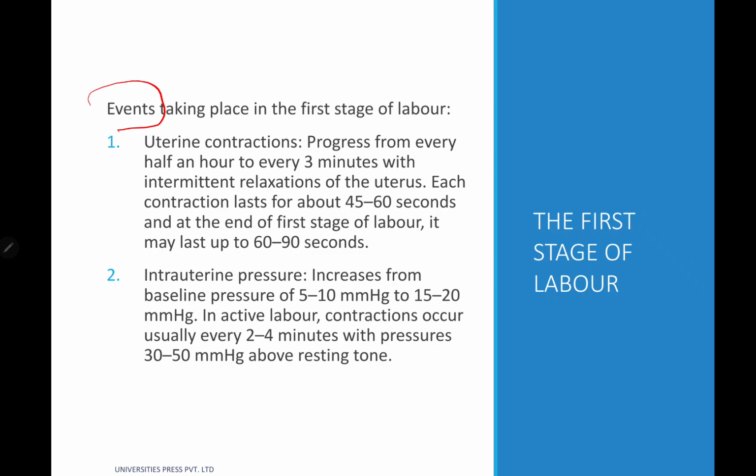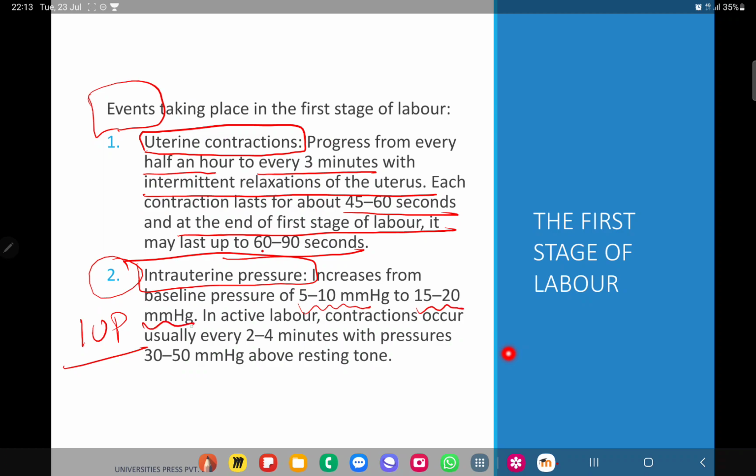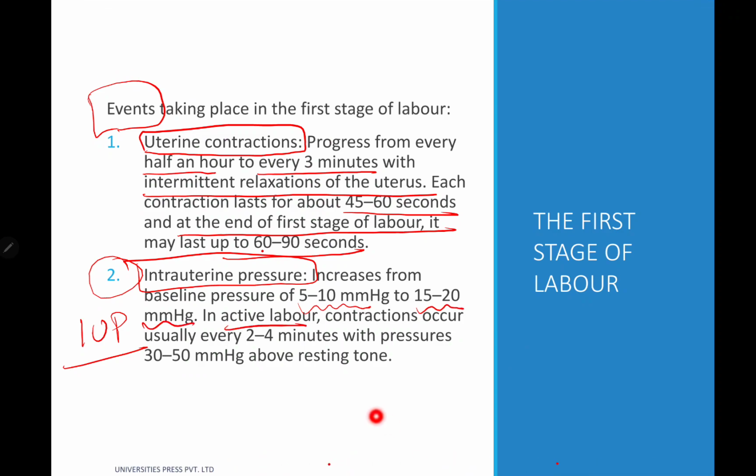So the main events taking place in the first stage of labor: uterine contractions progress from every half an hour to every 3 minutes with intermittent relaxations of the uterus. Each contraction lasts for about 45 to 60 seconds, and at the end of the first stage of labor, it may last around 60 to 90 seconds. Next, coming to the intrauterine pressure, IUP. It increases from 5 to 10 mmHg to 5 to 20 mmHg. So in active labor, contractions occur usually every 2 to 4 minutes with pressures of 30 to 50 mmHg above the resting tone.